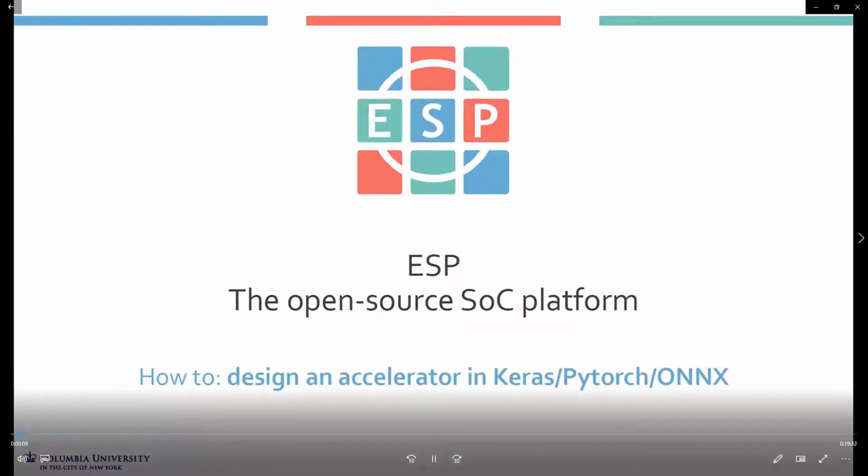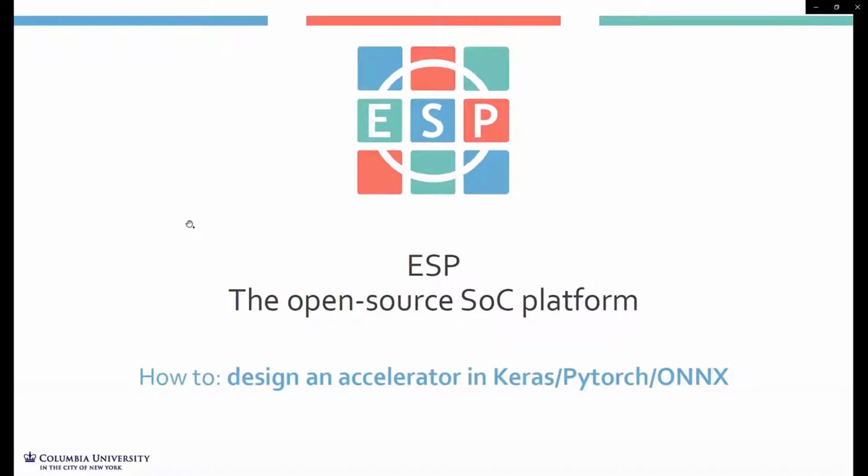This flow leverages a tool called HLS4ML that is able to automatically generate an accelerator starting from a Keras, PyTorch, or ONNX model. With this flow, ESP automatically integrates these HLS4ML accelerators into a full SoC, and we will go all the way down to deploy the SoC on FPGA and test it.